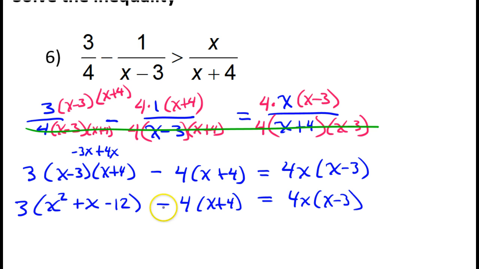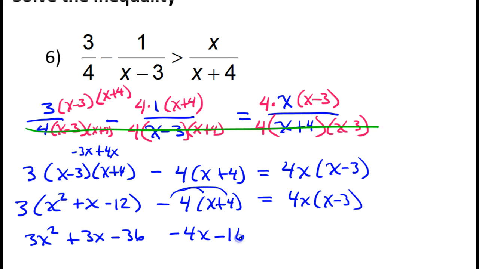Okay, so now I'm going to distribute, distribute, and distribute. So that's going to give me 3x squared plus 3x minus 36. See, I distributed that. Now I'm going to distribute this. Now remember, this is a negative 4, not a positive 4. So I'm going to have negative 4x, now watch this, minus 16, not positive 16. I'm going to distribute this as well, so I'm going to have 4x squared minus 12x.